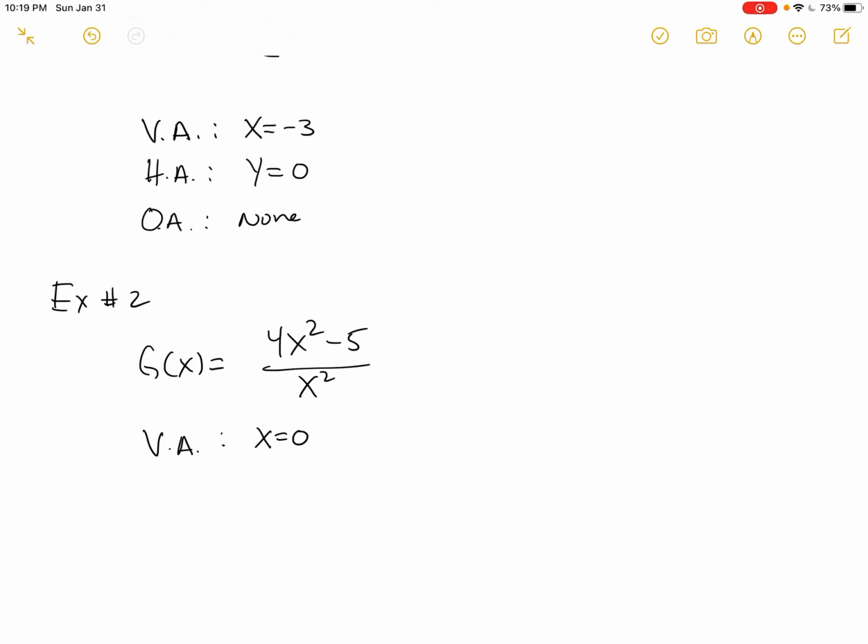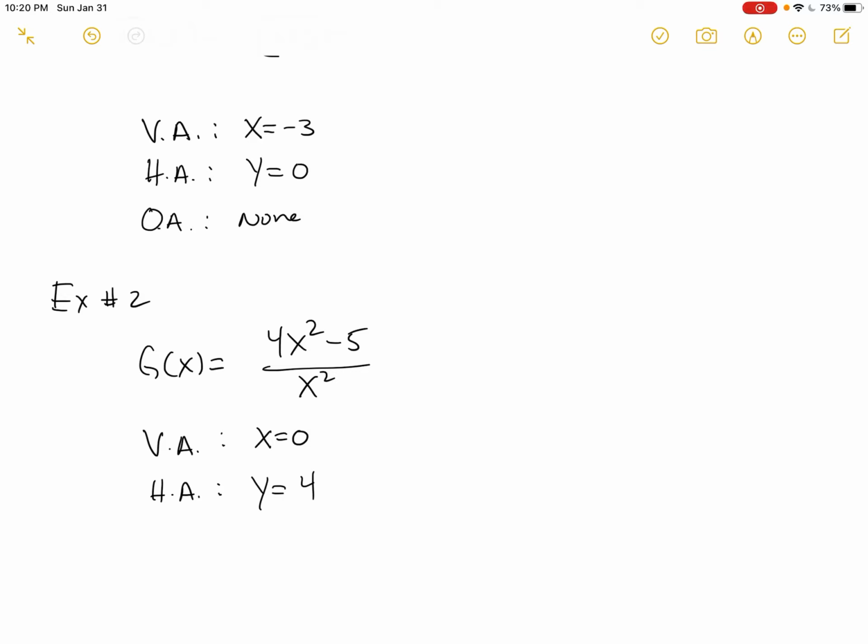Now, how about horizontal asymptote? It'll have a horizontal asymptote if the degree of the bottom is bigger, it's not, or if the degree of the numerator and denominator are the same, and they are. And so in this case, it's y equals the ratio of the leading coefficients, y equals 4, because that's what's going to win over time. Over time, the minus 5 isn't going to play much of a role.